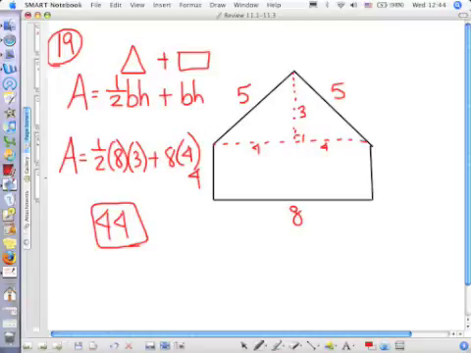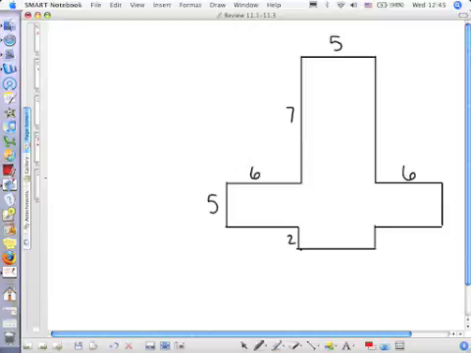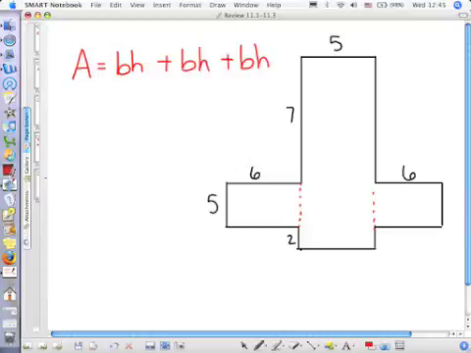And then what can you do to number 20? Separate it into a bunch of, put it into some rectangles. The easiest thing I came up with was this. You could do something else, but we've got to pick one way and go with it. So what we have here is the area of 3 rectangles. Let's start with this rectangle. Let's call this rectangle number 1. What's the base and the height? 5 and 6.